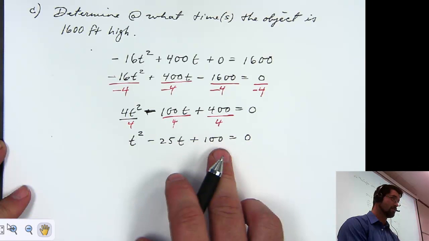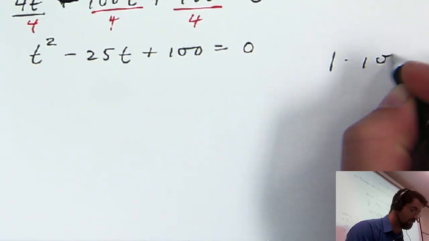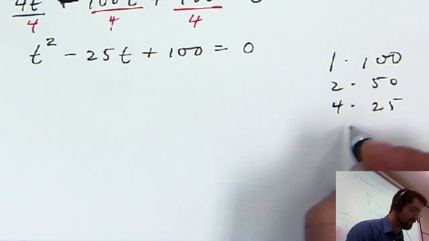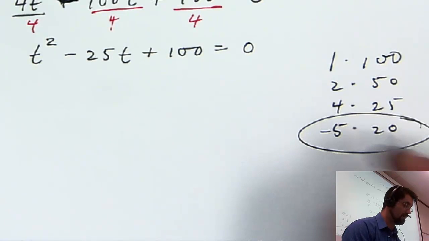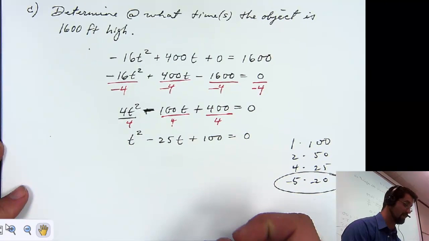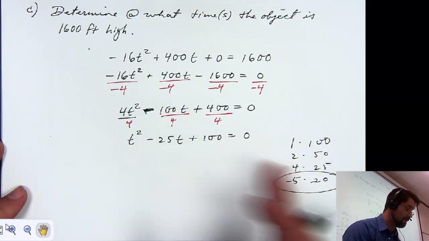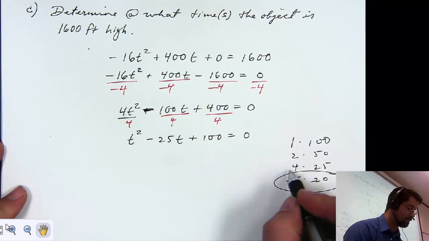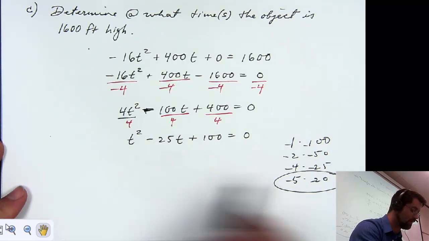Two factors of 100 that add to -25. If you do 1 and 100, nope. 2 and 50, nope. 4 and 25, nope. 5 and 20, yes, but with a negative. So you're trying to find 2 factors of 100. Positive 100 means the signs are the same. The same as what? The same as b. So all of these would have to be negative. And this is the one that gives that result.